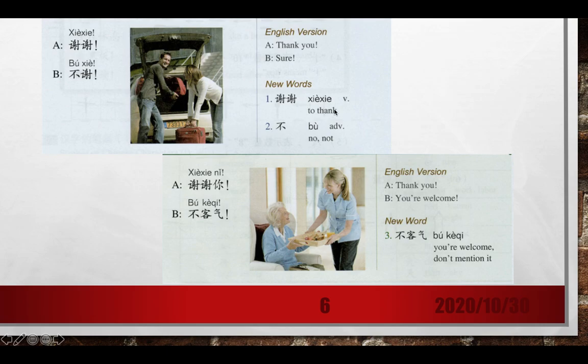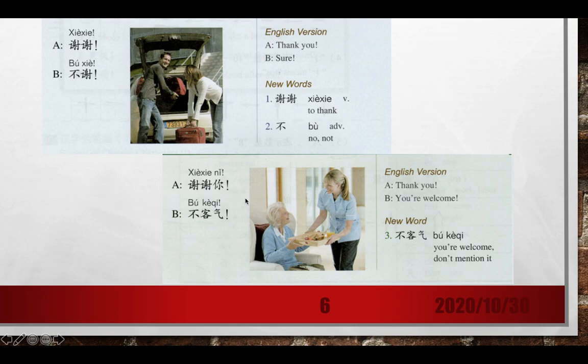Next, we want to thank someone for their help. Thank you. Here, two of the same characters, 谢谢. We only emphasize the first one, the second one without any tone. 谢谢. The answer is 不谢. It means no need to thank. Okay, thank you, it's okay.